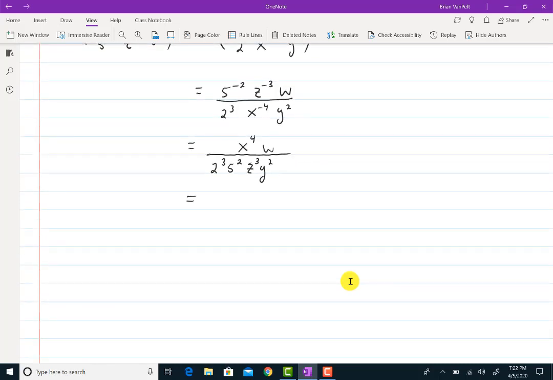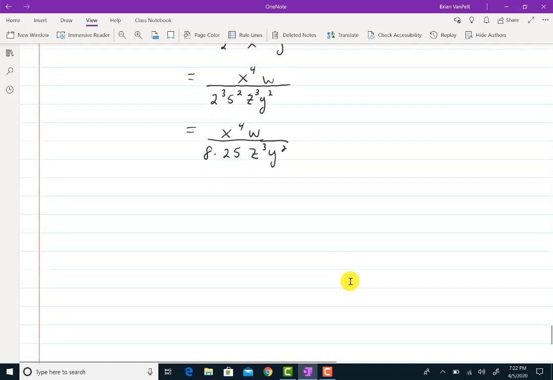However, if you want to finish it off all of the way and tell me what the numbers are, well, let's go ahead and do that. 2 to the third power is 8. 5 squared is 25. And then we have z cubed, y squared. 8 times 25 is 200.